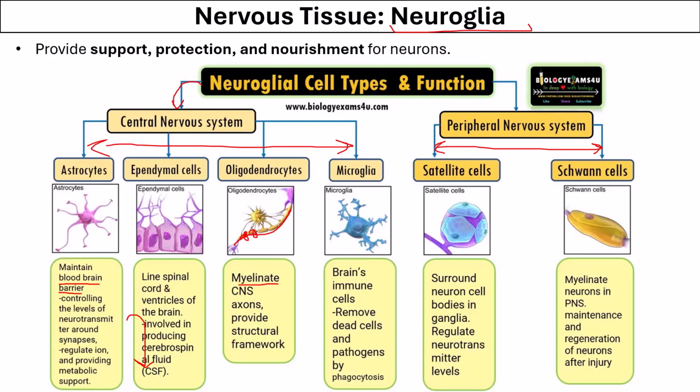They make the myelin sheath. Then you can have microglia cells, which are immunological cells. They provide protection against microorganisms. In your peripheral nervous system, you can have satellite cells or Schwann cells. Again, their function is to regulate the transmission of impulses and to create the myelin sheath around the axons.